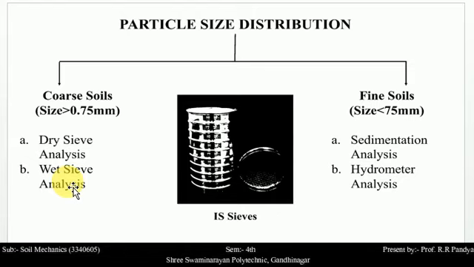Basically, as per IS, coarse grain soil has particle size greater than 0.075 mm or 75 microns. On the other hand, fine grain soil is considered as particle size less than 0.075 mm or 75 microns. For coarse grain soil, there are dry sieve analysis and wet sieve analysis. For fine grain soil, there are sedimentation analysis and the hydrometer test.